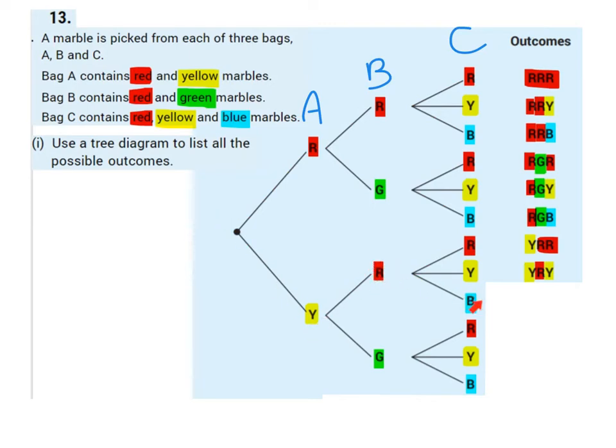We could have chosen yellow from A, red from B, and blue from C. So YRB. We could have chosen yellow from A, green from B, and red from C. So YGR. We could have chosen yellow from A, green from B, and yellow from C. So YGY. We could have chosen yellow from A, green from B, and blue from C. So YGB. And that's it. These are all the possible outcomes with the information we were given.